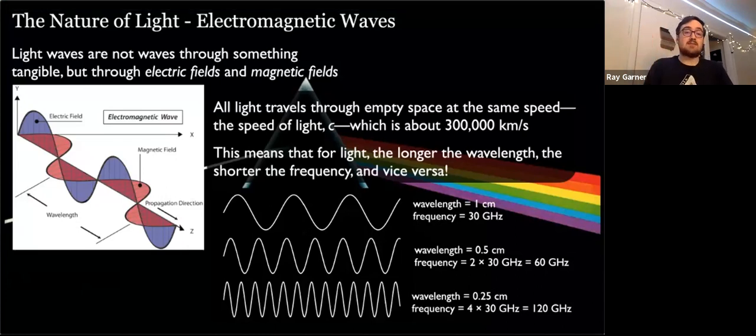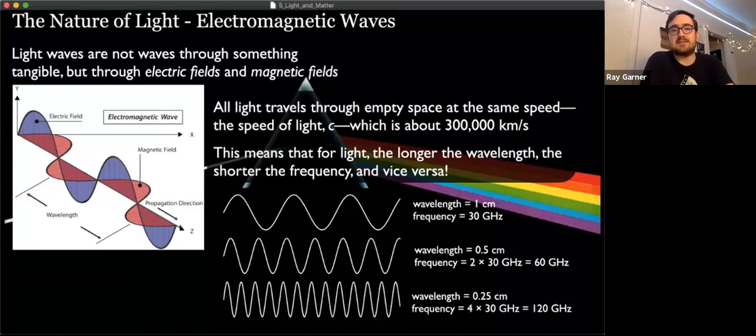So that means that any type of light, if you know the wavelength, you then also know the frequency and vice versa. It's very, very important. It's a key fact.